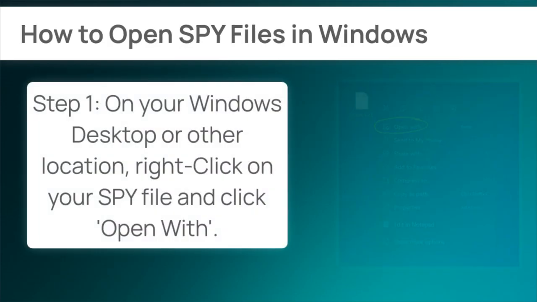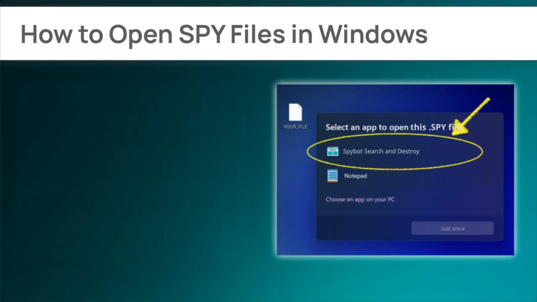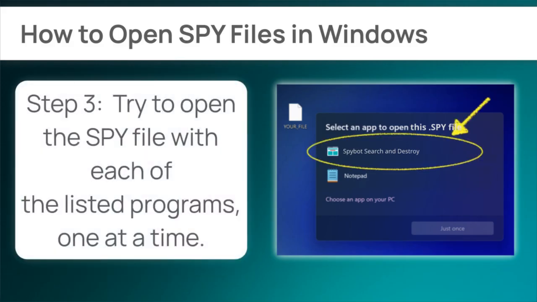Let's start the elimination process. Right-click your SPY file, then click Open With. Try Spybot Search and Destroy first, and if that fails, immediately test the next application in the list.